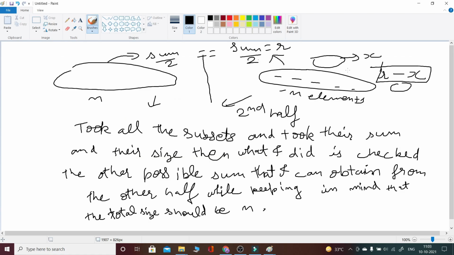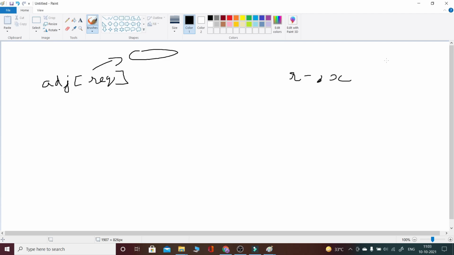What was our x? You can see that a subset whose sum we calculated in this process, that subset sum is x. So r minus x is our required target to reach a more optimal answer. So we need r minus x.